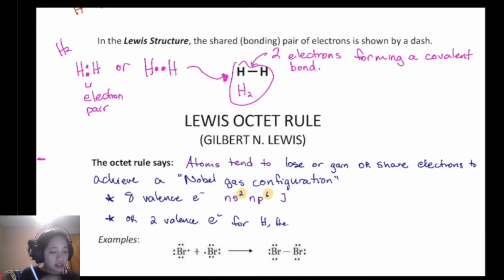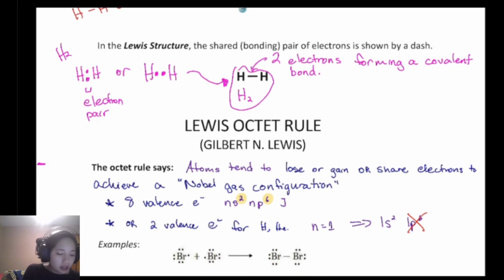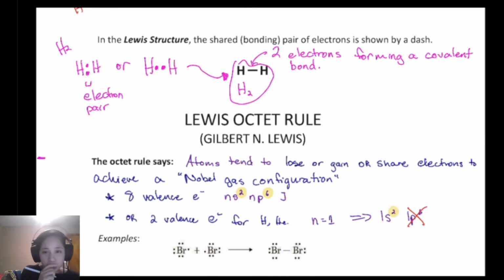So it's octet, 8 valence electrons for most elements, but for hydrogen and helium, in the n equals 1 shell, you only have an s orbital. There is no such thing as a 1p. There's no such thing as a 1p6 orbital. That doesn't exist. Because the first noble gas configuration, helium, only has two electrons in its valence shell, that's why for hydrogen and helium, two electrons are preferred. So that's what the octet rule means.